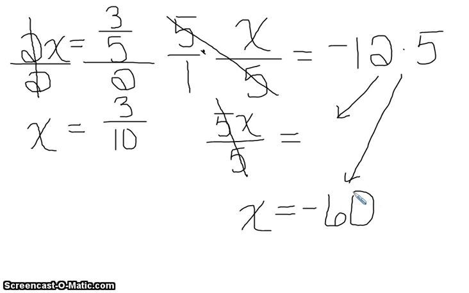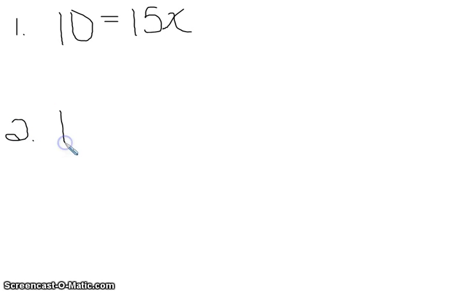So multiplication and division. Just one-step multiplication and division problems. So what I would like for you all to do, I'm going to put a multiplication and a division problem up here that I'd like for you all to try. So here's your first one. 10 equals 15x. And the second one I want you to try is 19 equals r over 9. So pause the video once you get those written and try those two problems.